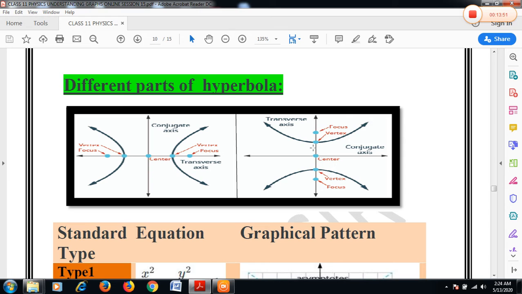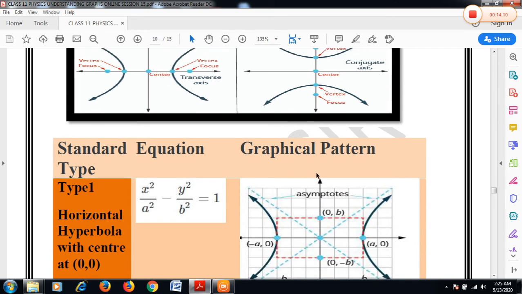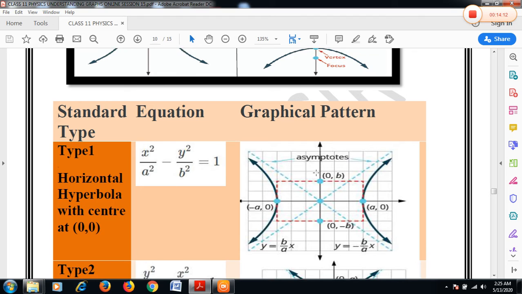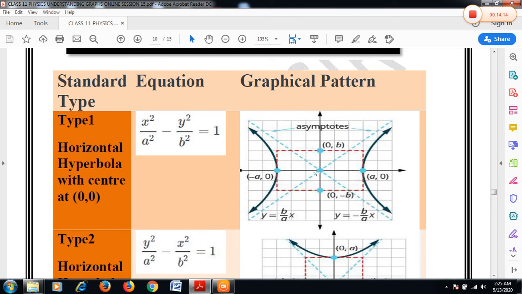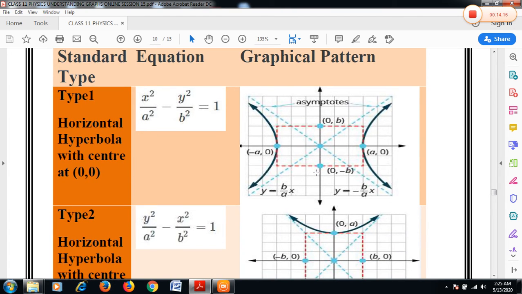In this kind of vertical hyperbola, the transverse axis is along the y-axis and the conjugate axis is along the x-axis. This point and this point are the foci. We have the center at the origin and the vertices at this point and this point. So here in this table we have the different standard types of hyperbola that we are going to deal with right now. So, type 1 hyperbola.